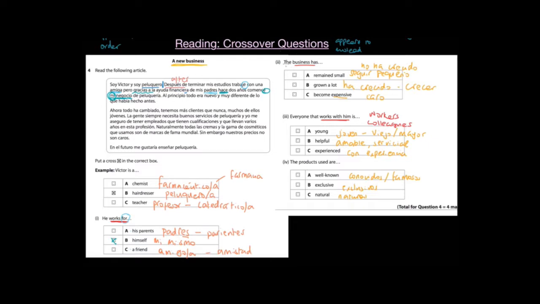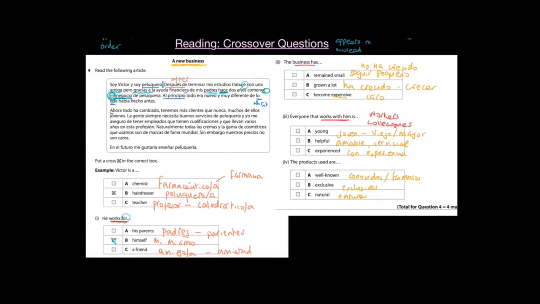Now let's look for the second question. The business has. Al principio todo era nuevo y muy diferente de lo que había hecho antes. So al principio, at the beginning, nice expression, todo era nuevo, everything was new, y muy diferente, and very different, de lo que, of what, remember this, lo que, what, había hecho antes, I had done before. Do you need this information? Not really. It's not answering any question. So let's carry on reading.